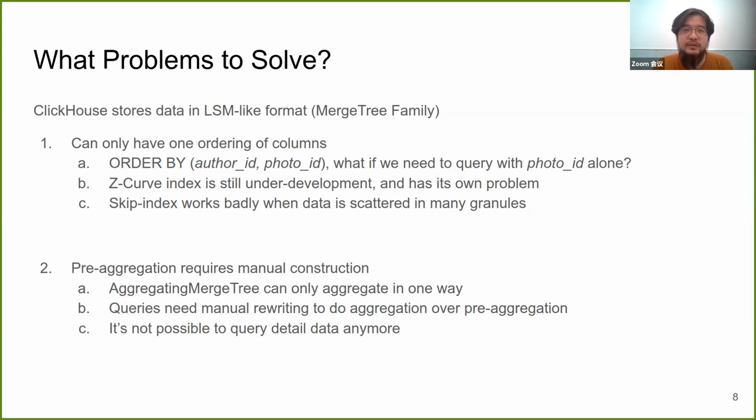Furthermore, in order to use pre-aggregation, ClickHouse provides a dedicated merge tree engine called aggregating merge tree, which, however, requires manual setup of the aggregating rules, and it requires tedious query rewriting to use pre-aggregation, and it's no longer possible to query detailed data.